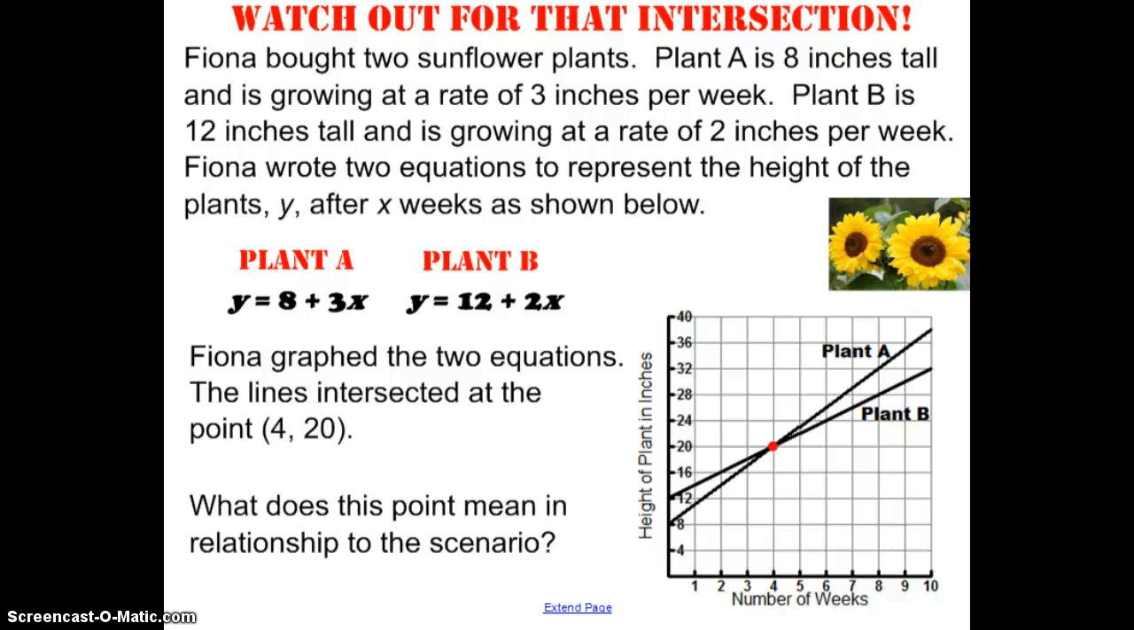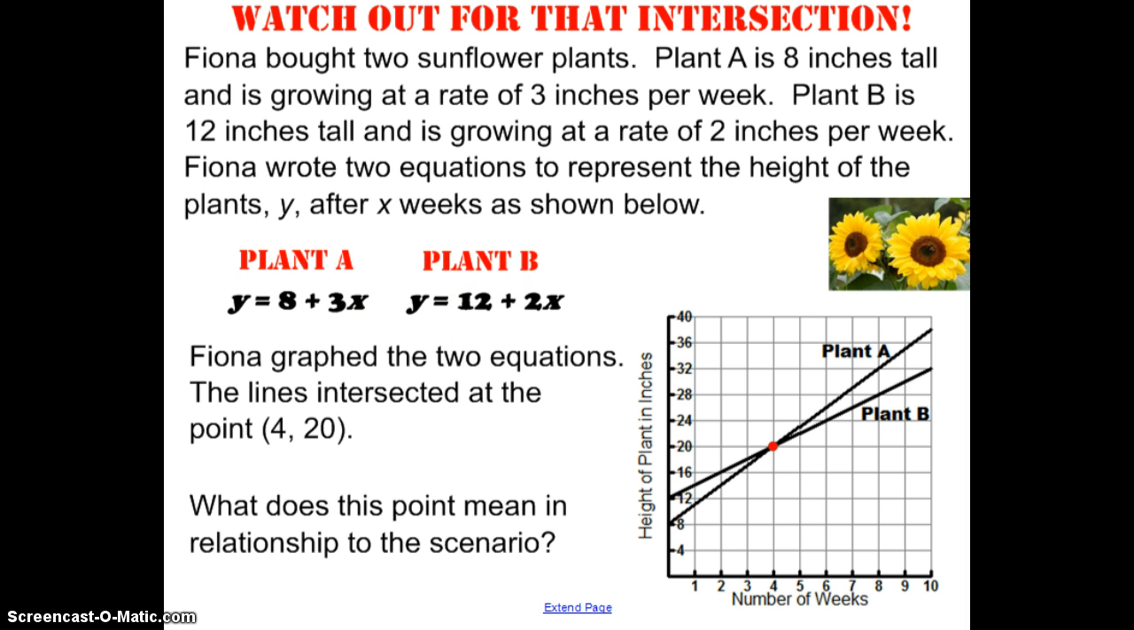Here's a word problem. Fiona bought 2 sunflower plants. Plant A is 8 inches tall and is growing at a rate of 3 inches per week. Plant B is 12 inches tall and is growing at a rate of 2 inches per week. Fiona wrote 2 equations to represent the height of the plants y after x weeks. So plant A shows 8 inches already plus 3 inches per week. Y is inches, equaling the 12 inches that it already is, plus 2 inches per each week.